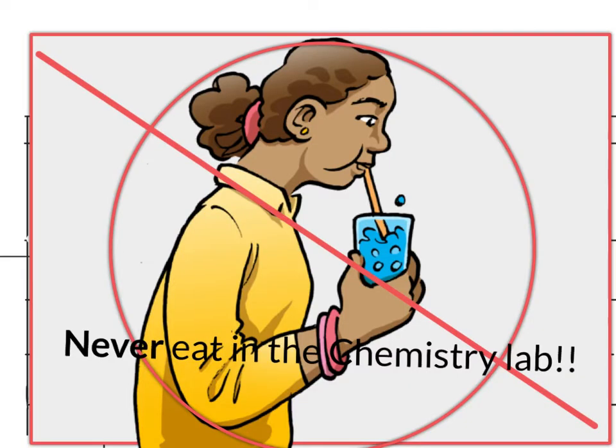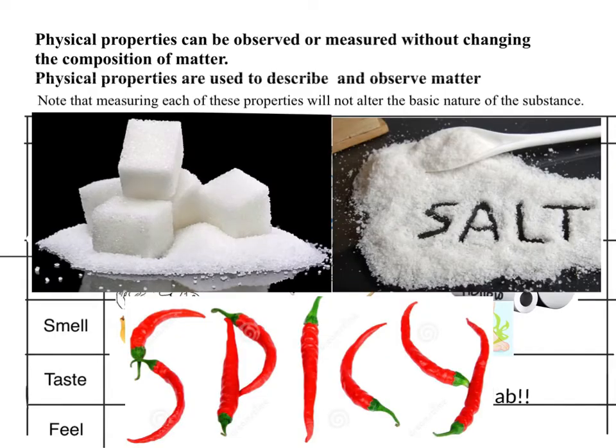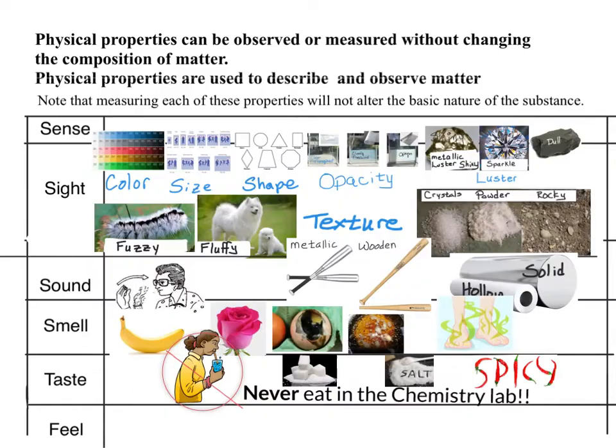In the chemistry lab, we don't generally use taste as one of the senses that we use in the lab. But at home, you certainly do. At home chemistry, you might see how something tastes. You might say that your food tastes sweet or salty or spicy. Those are all descriptions that are physical descriptions of the taste.